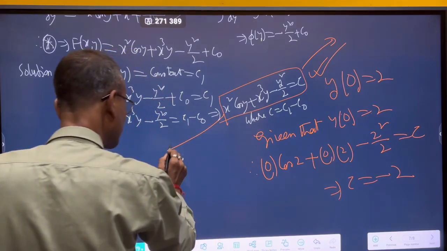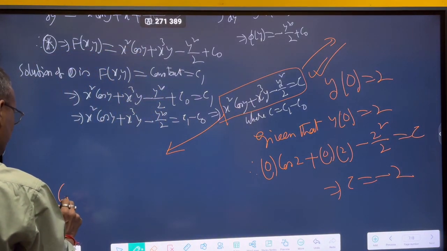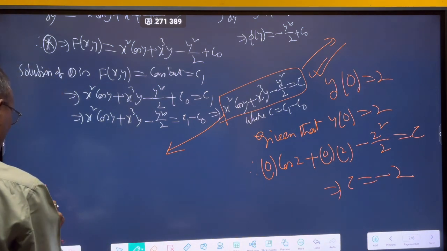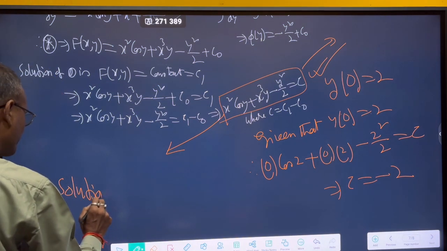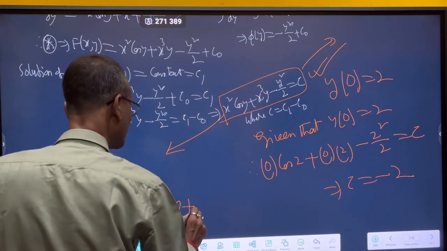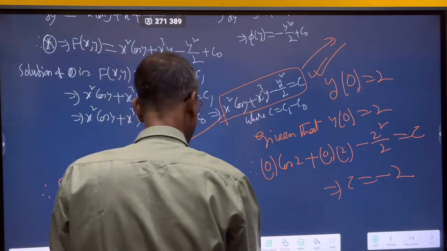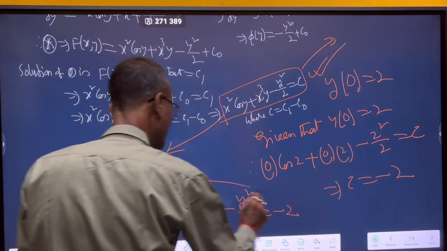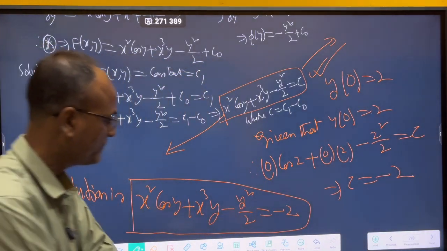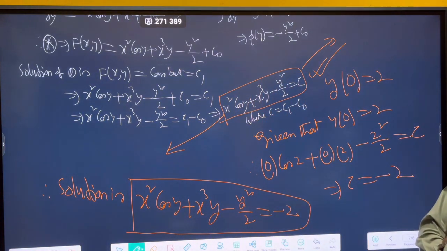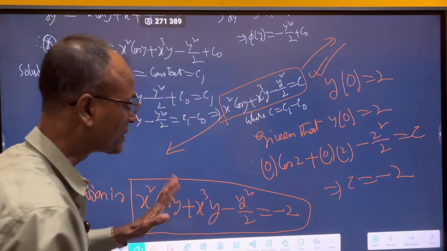Therefore, the complete solution is x square cos y plus x cube y minus y square by 2 equal to minus 2. This is the solution of the given differential equation.